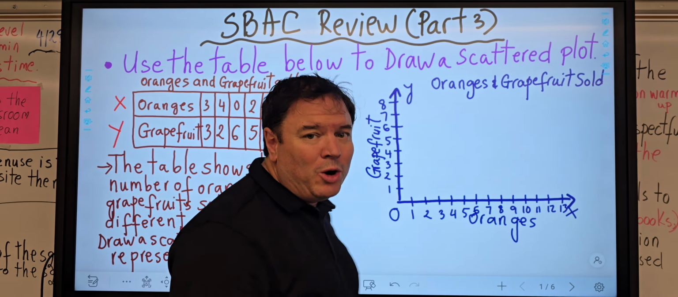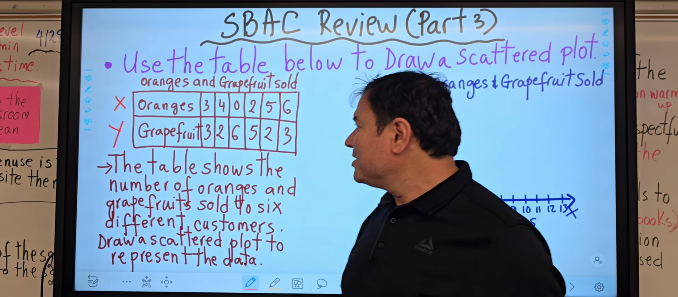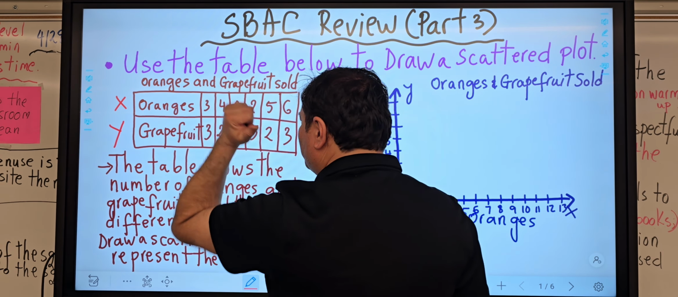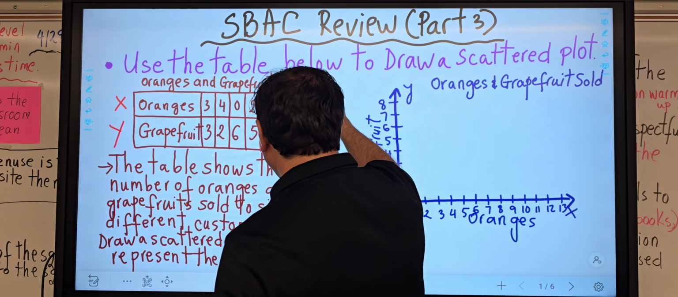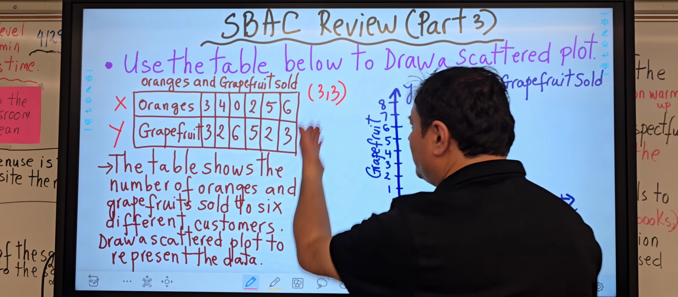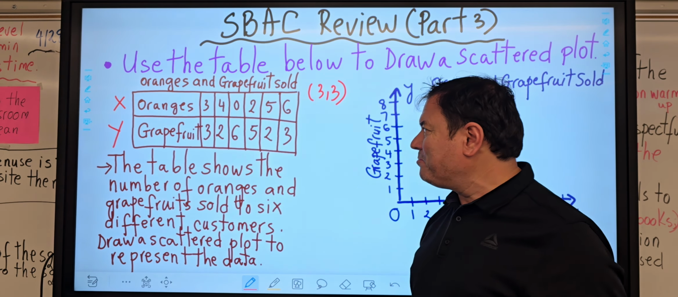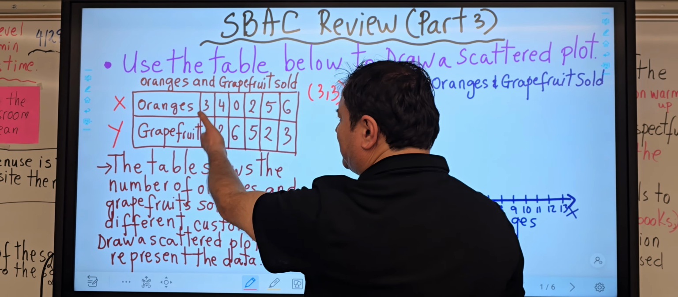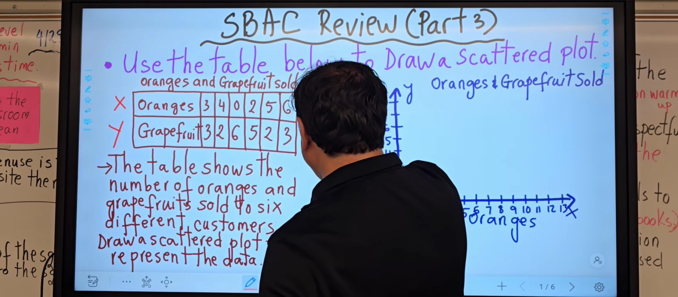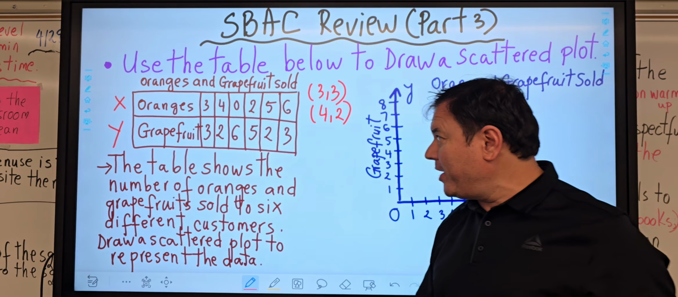Okay? So now we are going to create first the ordered pairs. The first ordered pair is for 3 oranges, there are 3 grapefruit sold. So we have 3, 3. The first 3 represents the x and the second 3 represents the y. Let's take a look at the second set of numbers. The oranges are 4 and then we have 2. So 4, 2. This is the second ordered pair.